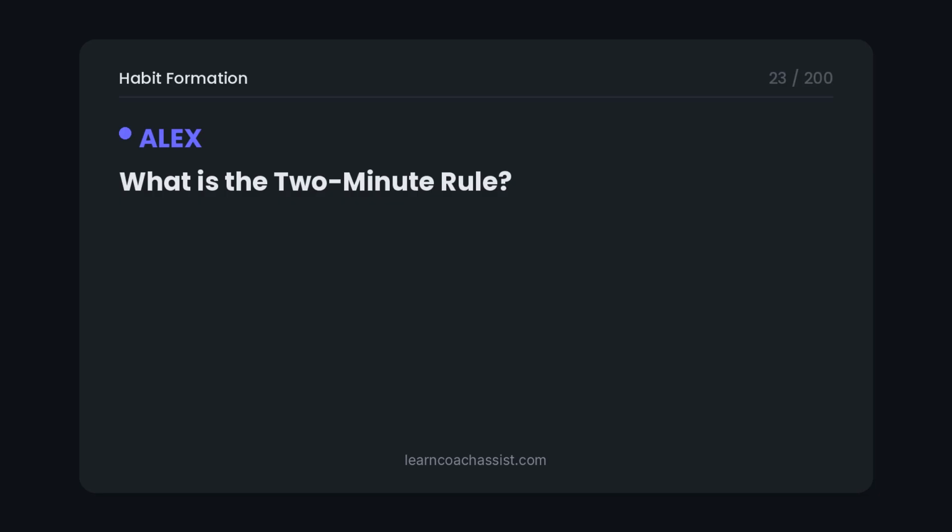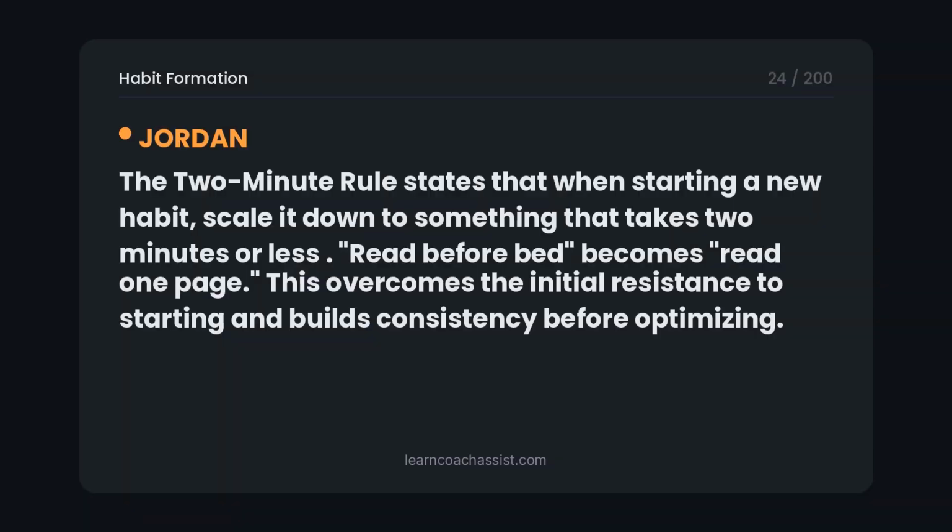What is the 2-minute rule? The 2-minute rule states that when starting a new habit, scale it down to something that takes 2 minutes or less. Read before bed becomes read 1 page. This overcomes the initial resistance to starting and builds consistency before optimizing.